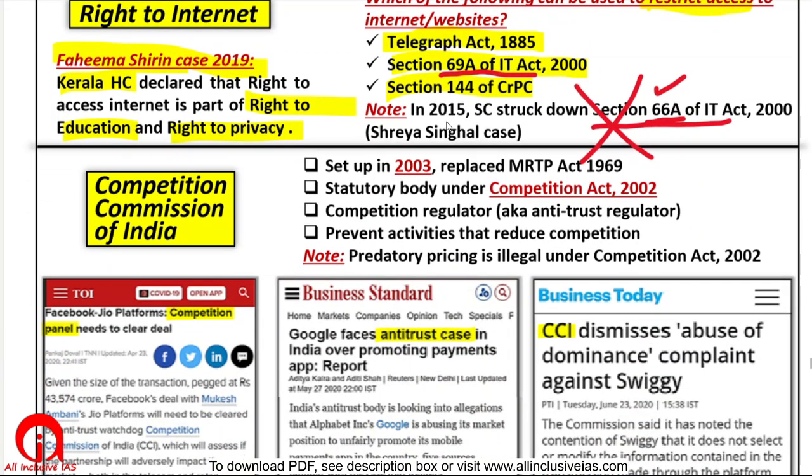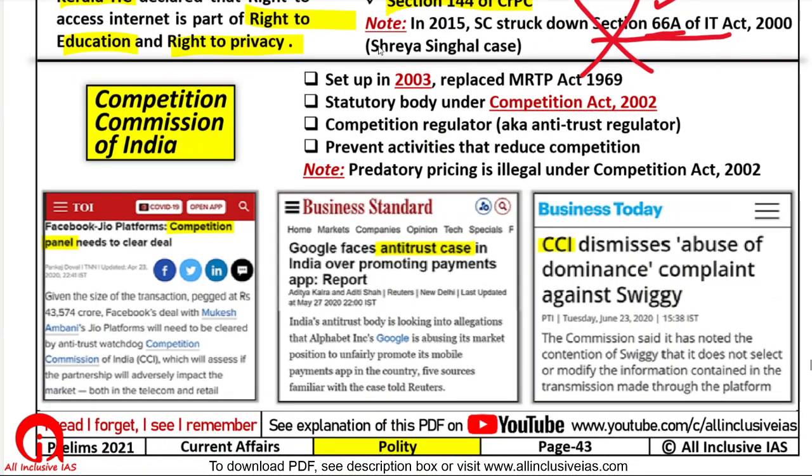Competition Commission of India. What is the purpose of it? See, today there are three different companies: Airtel, Jio, and Vodafone Idea. Now there are three companies. If one company is not providing you good service or charging too much, you can always migrate to the other companies, because there is healthy competition. There is choice available to you.